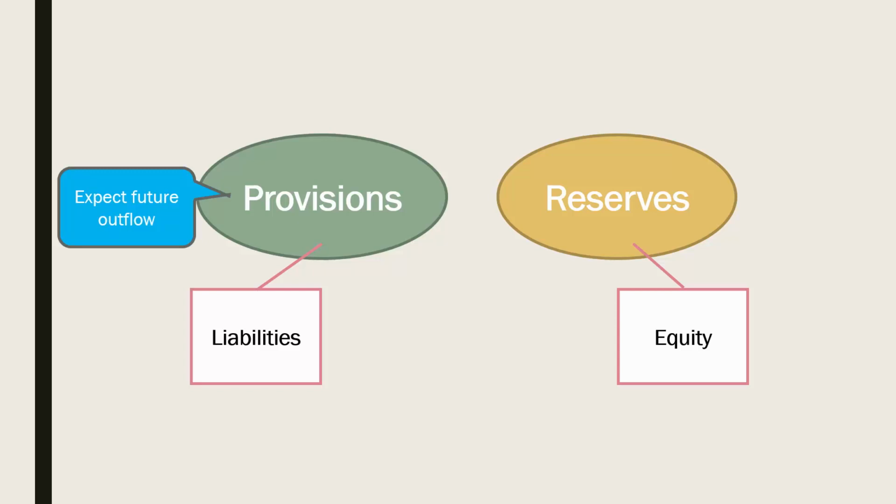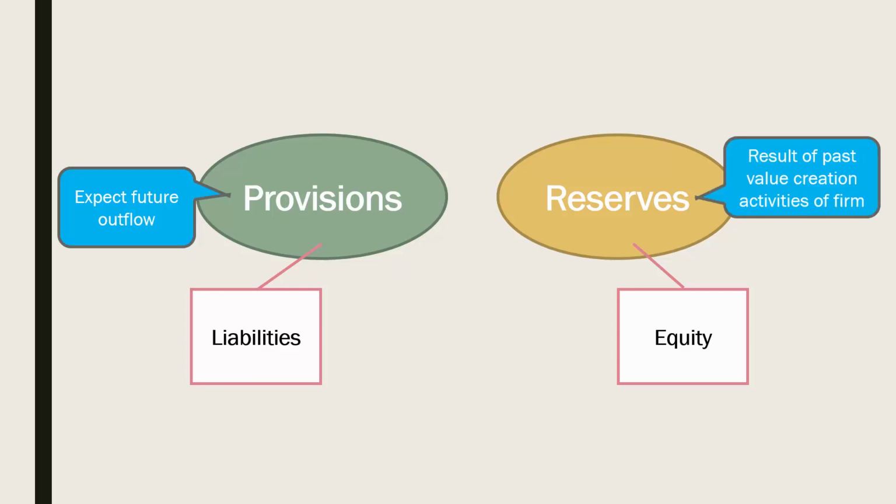With a liability, there is an expectation of the outflow from a firm in the future of economic benefits arising from a present obligation. With reserves, there is no such expectation of a future outflow of economic benefits. Rather, reserves represent the results of past value creation activities of a firm that are now used to support future value generating activities of our firm.